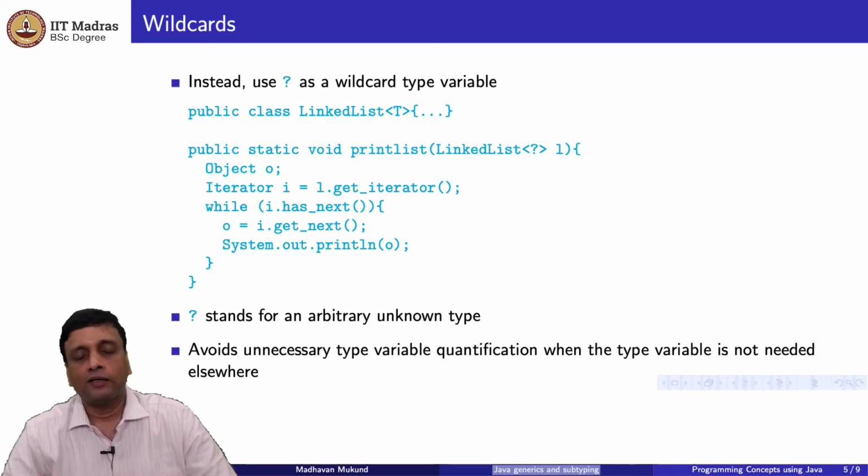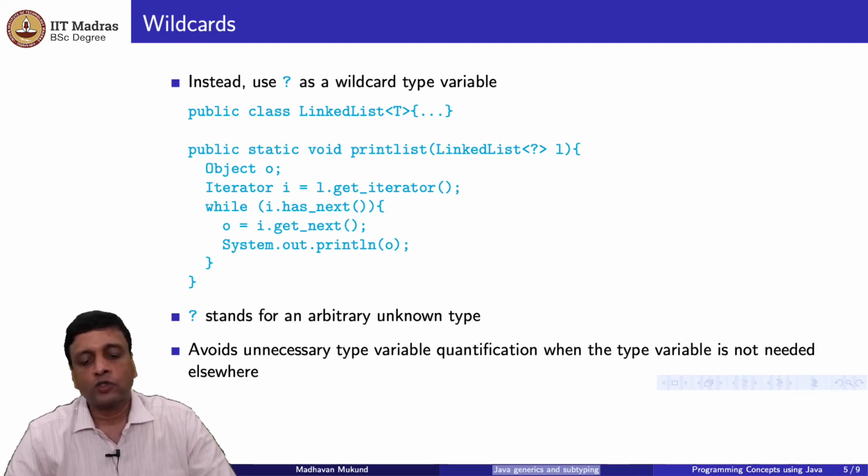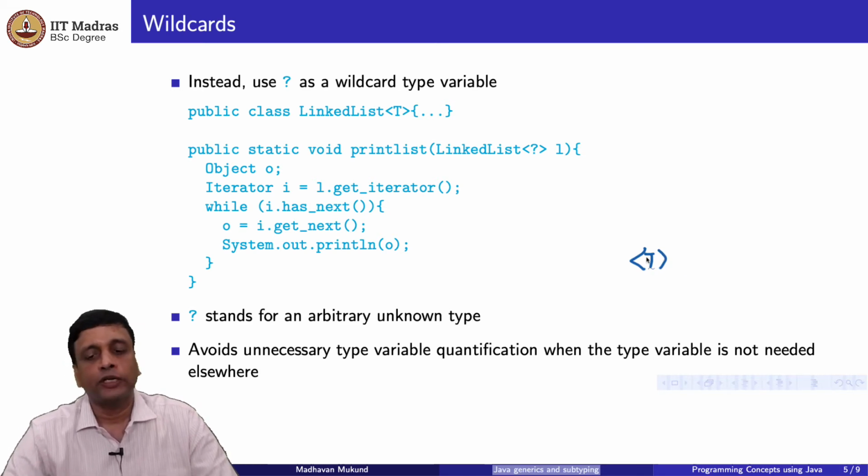So this question mark or this generic wildcard allows us to avoid an unnecessary type variable whenever the type variable is not needed elsewhere in the function. So this is just a small shortcut, but it saves you having to write a type variable if you are feeling uncomfortable about writing that. The two are completely equivalent, right? You can just write the quantifier, you can write angle bracket T and use T throughout the function, or if you don't need T anywhere in the function, in that special case, you can use this question mark.